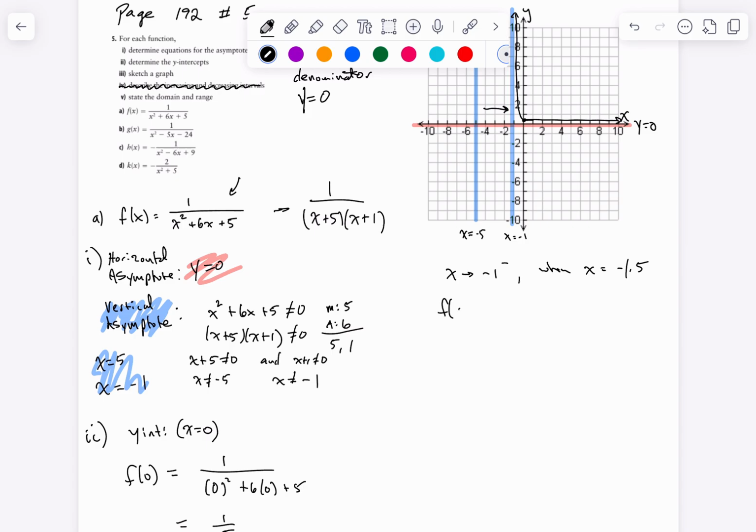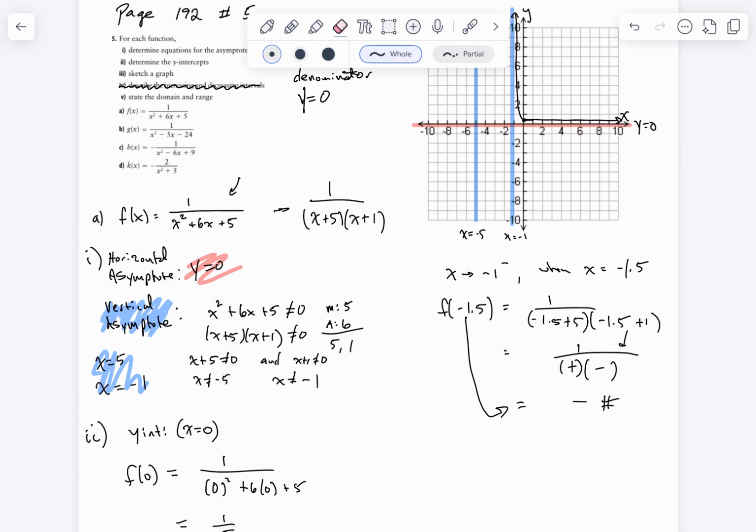So f at -1.5 is going to be 1 over (-1.5 + 5) times (-1.5 + 1). Well, I'm going to get 1 over something positive here, and this other bracket is just going to be negative, which means I'm going to get a negative number when we evaluate the function at -1.5. So that means the graph's going to be down here somewhere, at some negative y value, okay?